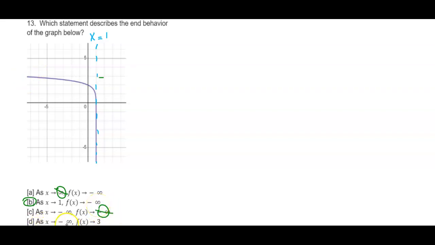And the last one says as I approach negative, so again, as I go left, my y's are approaching 3. Now it does look sort of like it's flattening out there. However, that is not a horizontal asymptote. All right. There are no horizontal asymptotes for log functions, only vertical. So as I go left, even though it looks like it's flattening out and approaching 3, it is actually approaching positive infinity. So this is the part that is incorrect on that statement. So as we just said, the correct answer for this question is B. As I approach 1 on the right, my y's go down to negative infinity.